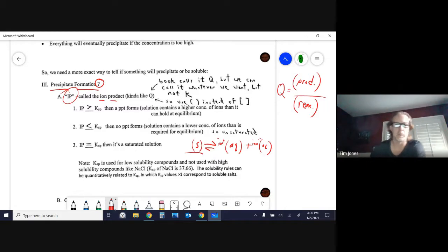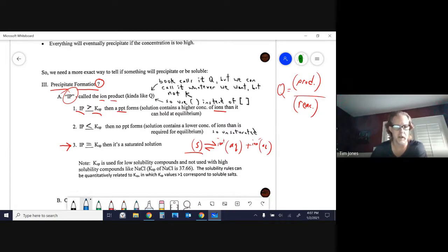All right. If the ion product is greater than the KSP, that means we have more ions than it can hold. So we get a precipitate. And we will keep getting a precipitate until it reaches this scenario in which the ion product equals the KSP, and you now have a saturated solution at equilibrium.